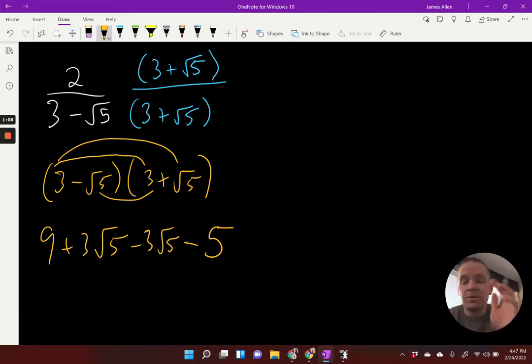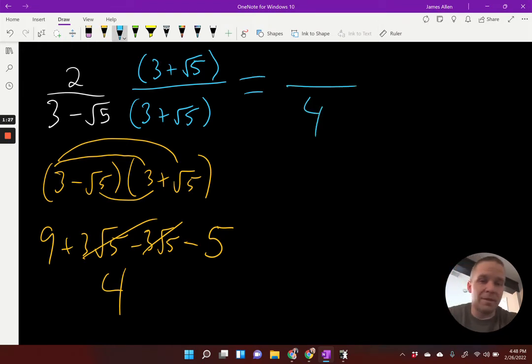Now look at these middle terms. These two are going to cancel out. 3 root 5 minus 3 root 5 is 0 root 5, which is 0. And now I have 9 and negative 5. That gives me a positive 4 in my denominator. I've gotten rid of that radical in the denominator. That's perfect. So right now I've got 4 for my denominator.